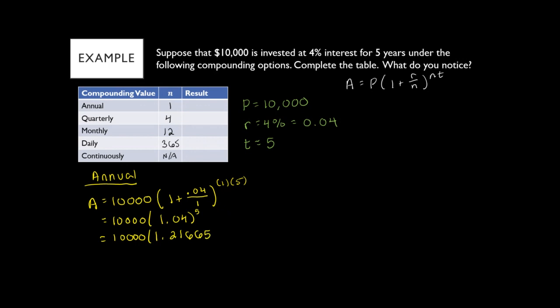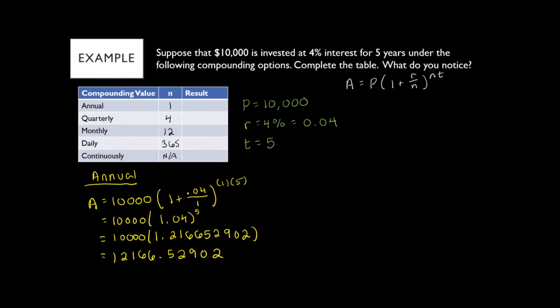So I'm just going to write all of the decimal places that I see here. So I got 1.216652902. And then I'm going to multiply that by 10,000. I got 12166.52902.